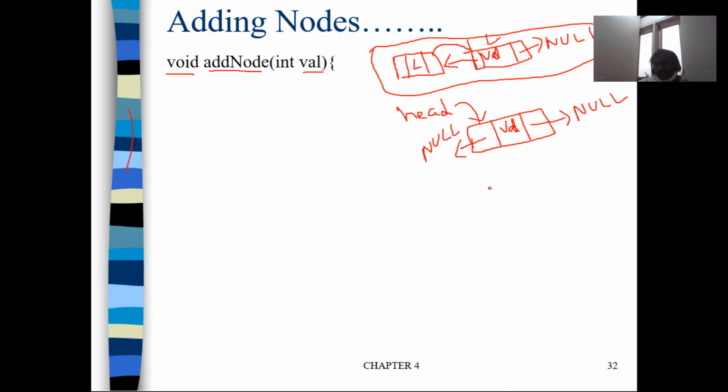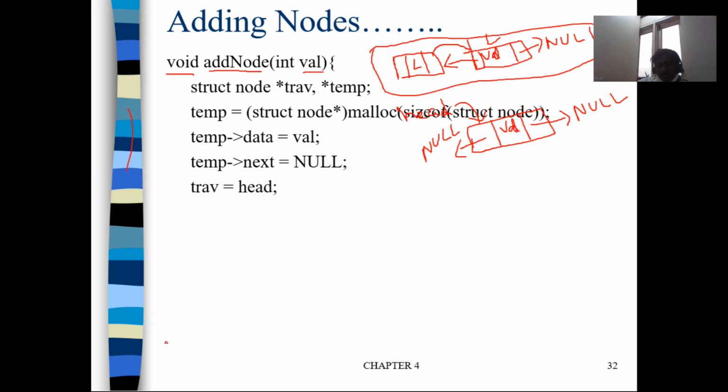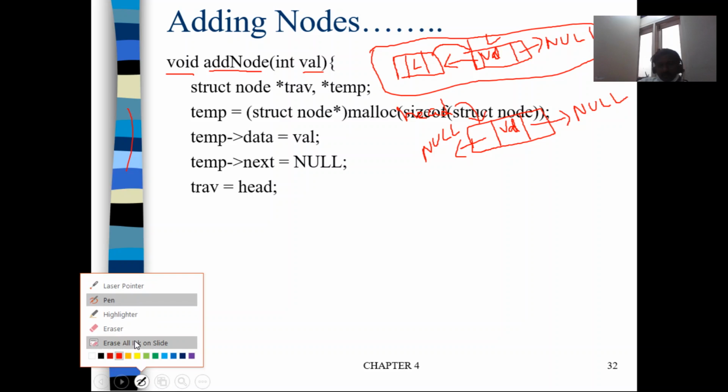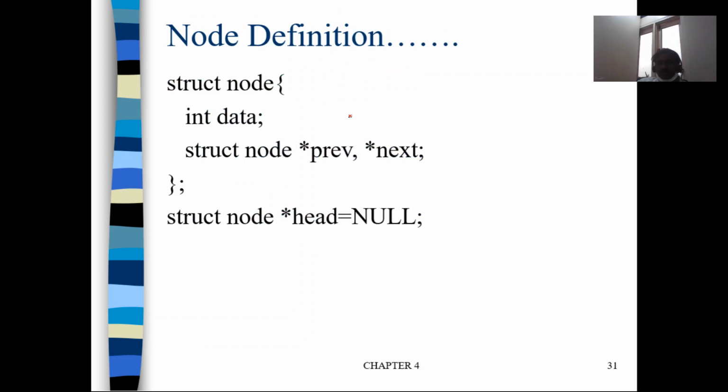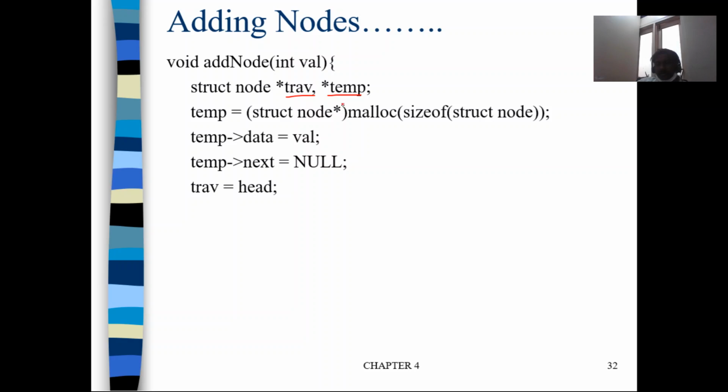Fine. So what we do here: first we declare two pointers for node, one is traverse, the other one is temp. Temp is for the new node. So we say temp = (struct node *)malloc(sizeof(struct node)), which will allocate space for the new node. That new node is pointed to by the pointer temp, and then we say temp->data = val. Whatever the value, the data part is assigned with that value.